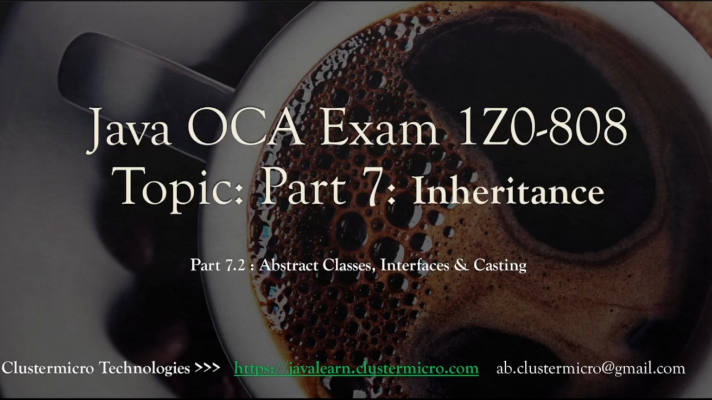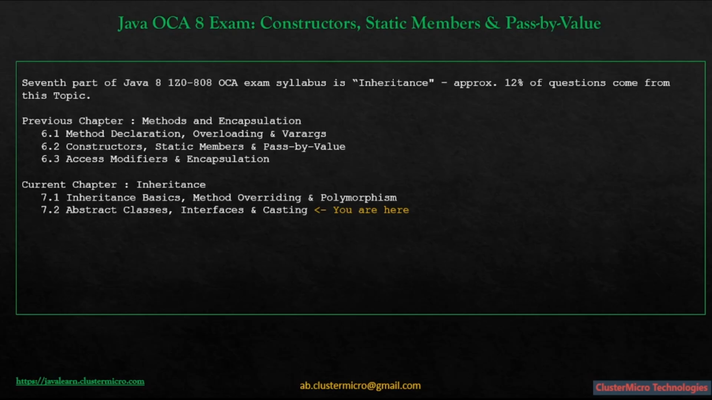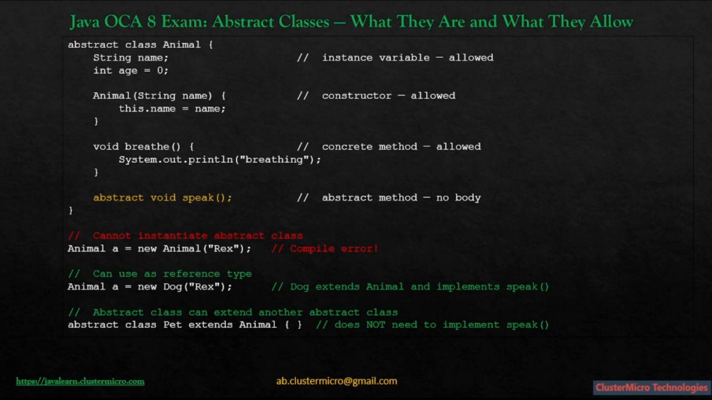So today we are going to discuss part 7.2: abstract classes, interfaces and casting. An abstract class is a class declared with the abstract keyword. It represents an incomplete type, a class that defines structure and some behavior but cannot be instantiated directly. And abstract classes are quite flexible.